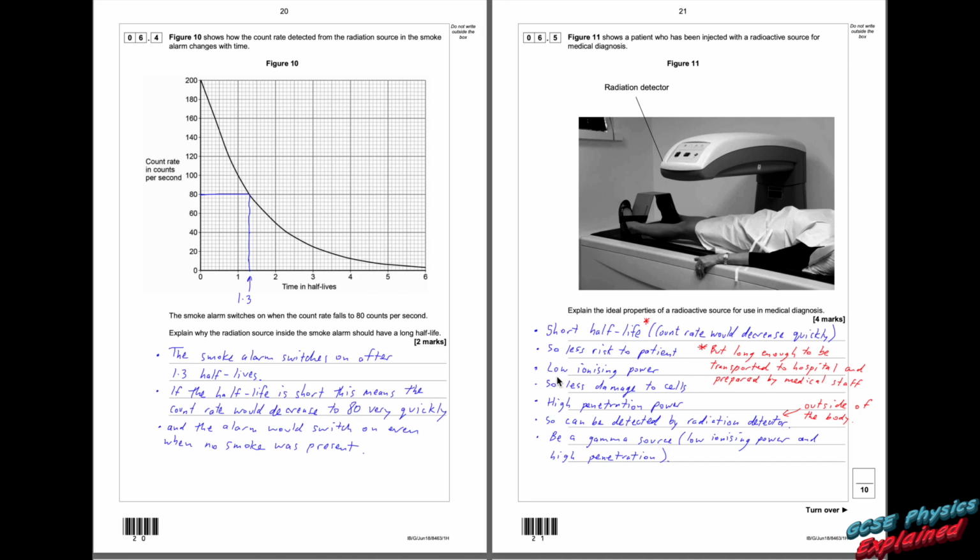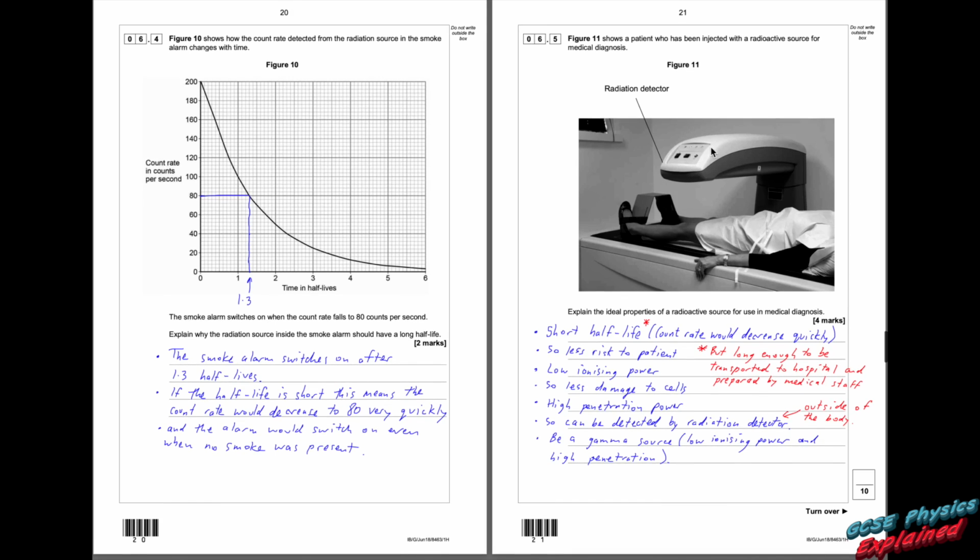You want the radioactive source to have a low ionisation power so that less damage is done to the cells. You want it to have a high penetration power so it can easily be detected by the radiation detector. Remember, the radiation is injected inside the patient. It needs to penetrate out of the patient and go into the detector so that the detector can form a picture on the screen and see what's happening inside the body. And therefore, your radiation source should be a gamma source, and that's because it's got low ionising power and it's got high penetration.